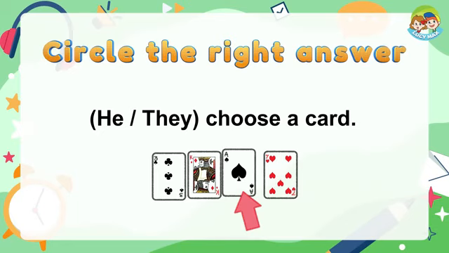He, they choose a card. The verb choose has no S, so you pick the pronoun they. They choose a card.